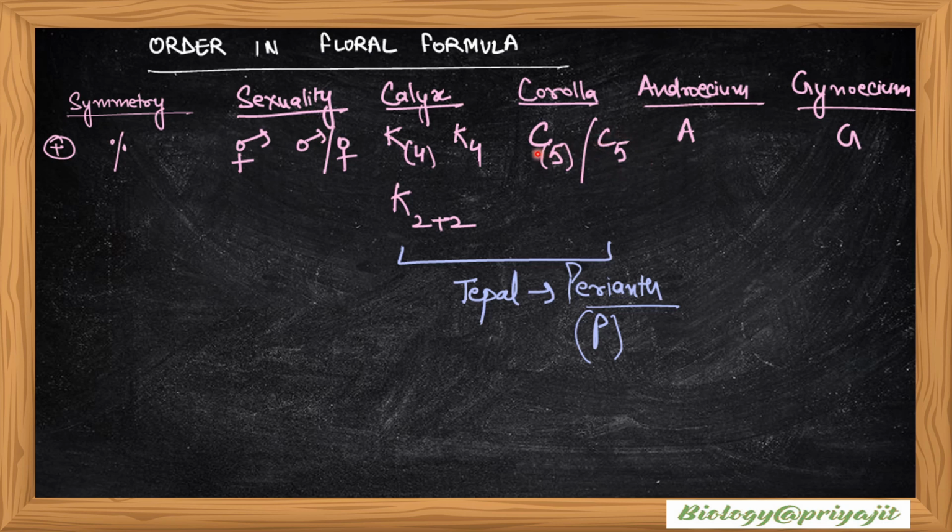If in the flower there is no calyx or corolla, or they are in fused condition, they are called perianth. Perianth is denoted by capital P, and the unit of perianth is called tepals. After symmetry, sexuality, calyx and corolla, we will have to write the androecium and gynoecium successively in the floral formula. Androecium will be denoted by capital A and the gynoecium by capital G.